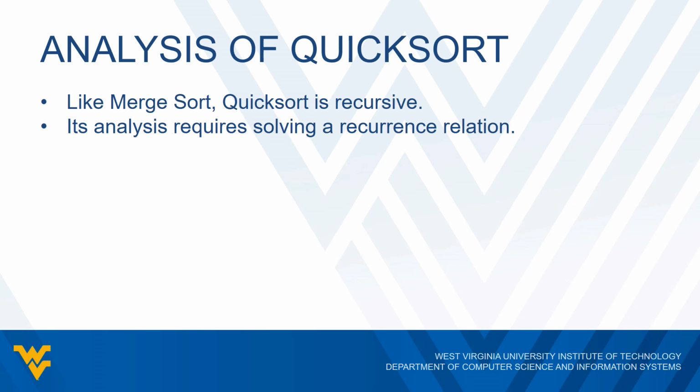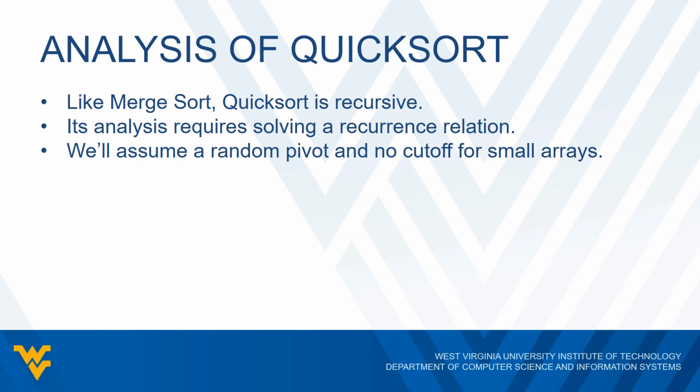So for this analysis, we're going to assume that the pivot is randomly selected, and we're also going to assume that there is no cutoff for small arrays. We can modify this, but it would make the analysis more complicated. So this will allow us to give a more simplified analysis for the algorithm. So we'll let t of 0 be t of 1, which is going to be 1. So what we're saying here is if the array has 0 or 1 element in it, then it's just going to be a constant time operation.